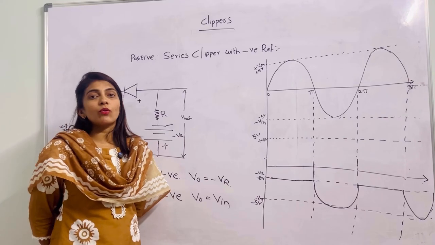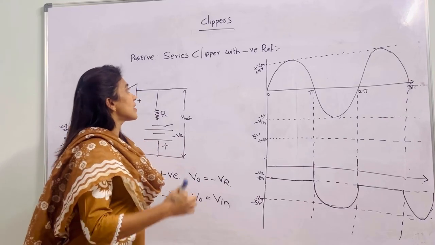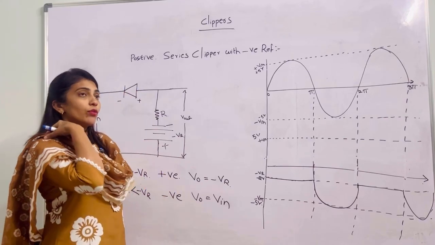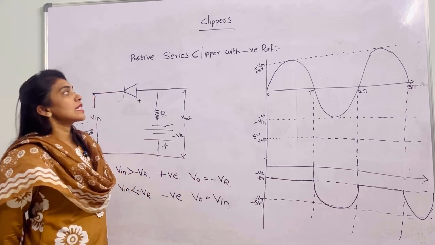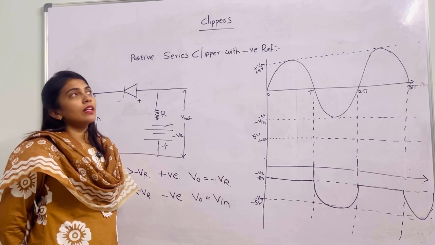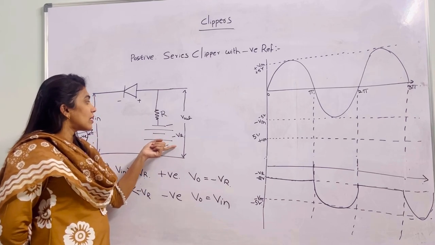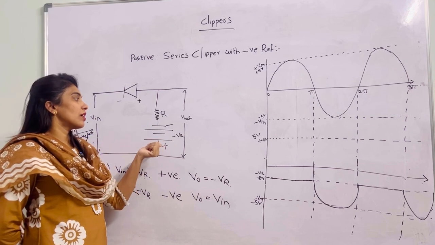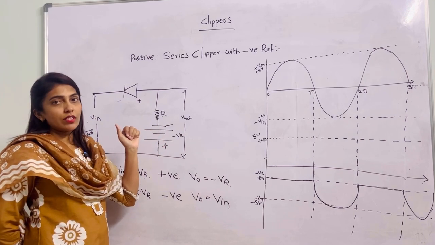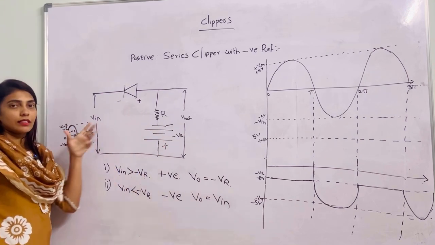Hello students, now the topic is a positive series clipper with a negative reference. In the previous session we discussed a positive series clipper with a positive reference, right? Here we are simply changing the reference voltage. Instead of a positive reference, we are using a negative reference voltage for this clipper. This is the circuit diagram.